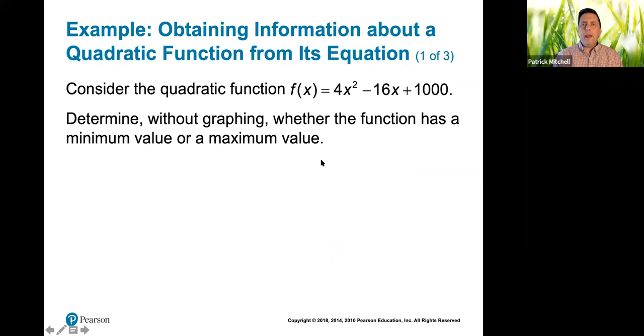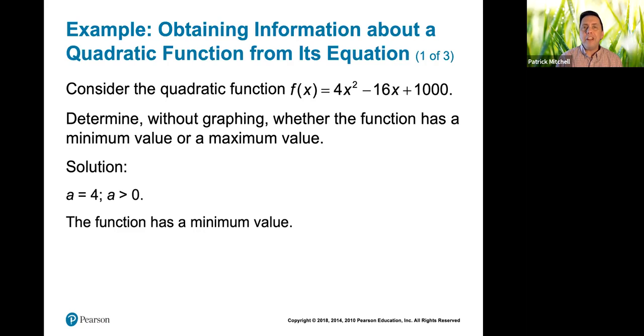All right, so here's an example, and this one is all done out in the presentation, so I'm not going to have to switch over to the tablet. Consider the quadratic function f of x equals 4x squared minus 16x plus 1,000. They want us to determine without graphing whether the function has a minimum value or a maximum value. That's all they're asking right now. I think there is another question coming up a little later. All right, so just look at the value of a, right? a is 4, which is positive. That means this parabola opens up, and that means you have a minimum value, right? All right, parabola opens up. That means you have a lowest point on the parabola. That lowest point represents a minimum value.